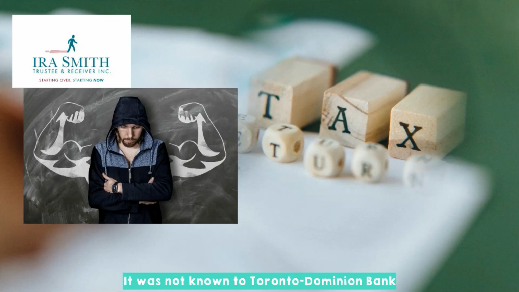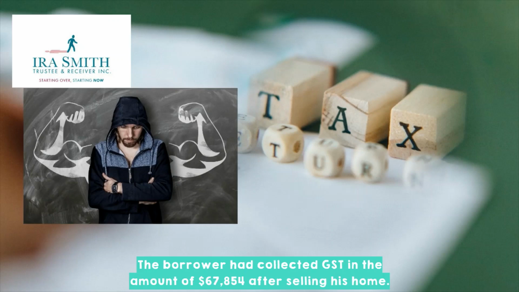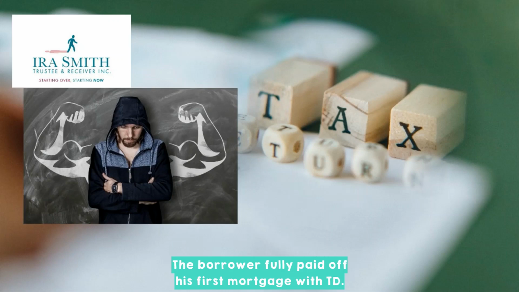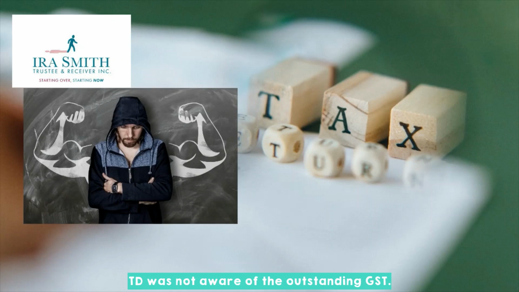It was not known to Toronto-Dominion Bank (TD) that, as a sole proprietor operating a landscaping business, the borrower had collected GST in the amount of $67,854. After selling his home, the borrower fully paid off his first mortgage with TD. TD did not lend to or deal with the proprietor's business. Since there was no CRA lien on property against the house, TD was not aware of the outstanding GST.